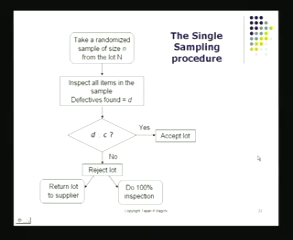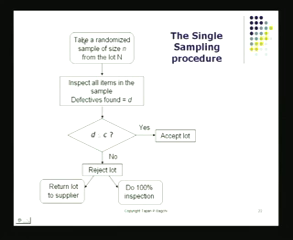Now, this same thing I have drawn up as a flow chart here for you. I take a randomized sample of little n items from the large N items, which is the lot. Lot size is my big N and sample size is little n. Inspect all the items in the sample. Now, the sample consists of little n items. So, I inspect all the items in that sample. I am not inspecting the full lot. In fact, the only items I am inspecting are those that are inside the sample.